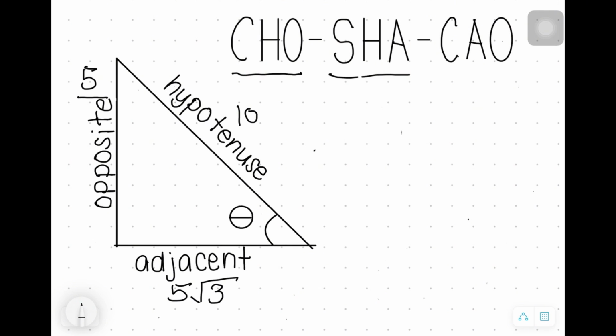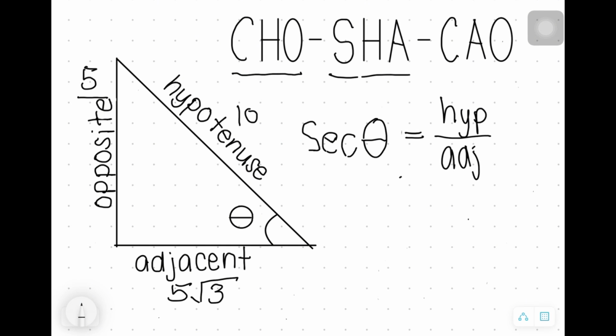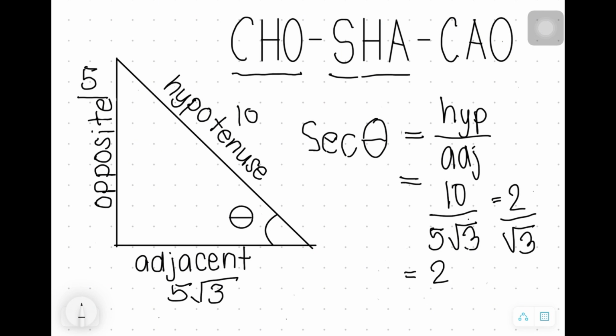Next, let's solve for the secant of theta. Remember from our CHOSHAKAO guide that secant is the ratio of the hypotenuse over the adjacent side. Looking at the triangle, the hypotenuse is 10 and the adjacent side is 5 square root of 3. So secant of theta equals 10 over 5 square root of 3. Simplifying, we get 2 over square root of 3. To rationalize the denominator, multiply numerator and denominator by square root of 3. That gives us 2 square root of 3 over 3.